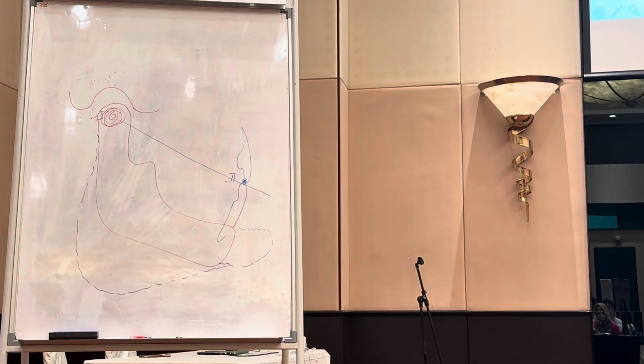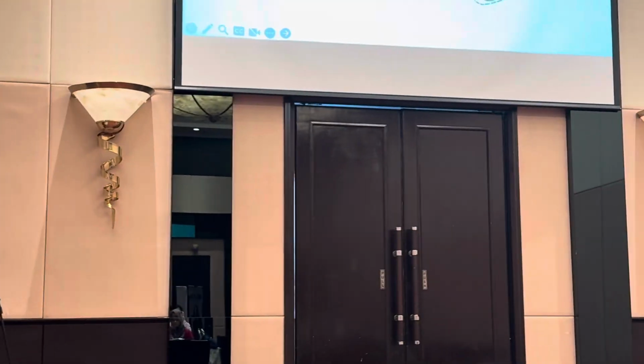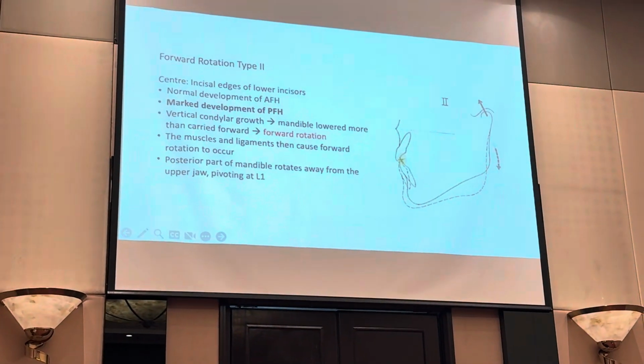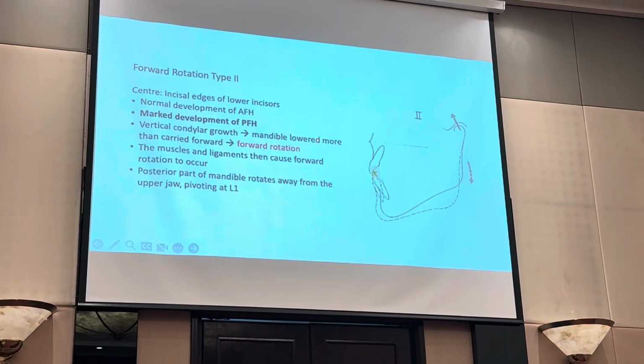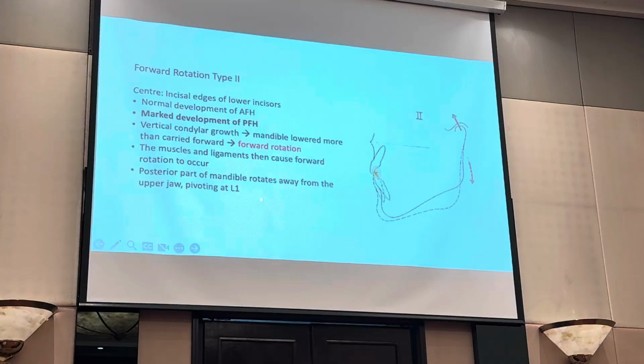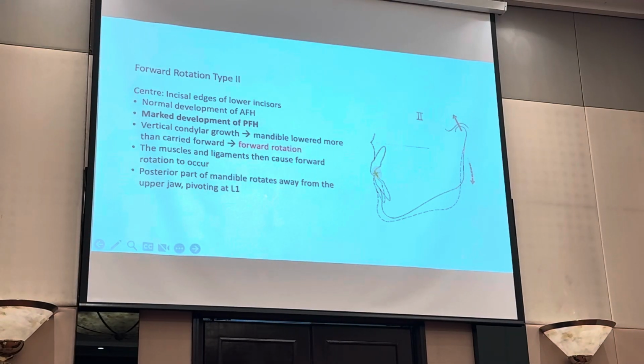Okay, so marked development of posterior face height, your vertical condylar growth leads to the mandible being lowered more, then carried forward. So that's why we consider it a forward rotation. The muscles and the ligament then cause forward rotation to occur. The posterior part of the mandible rotates away from the jaw, pivoting at L1, so lower incisor 1. So just remember that the pivot is here.